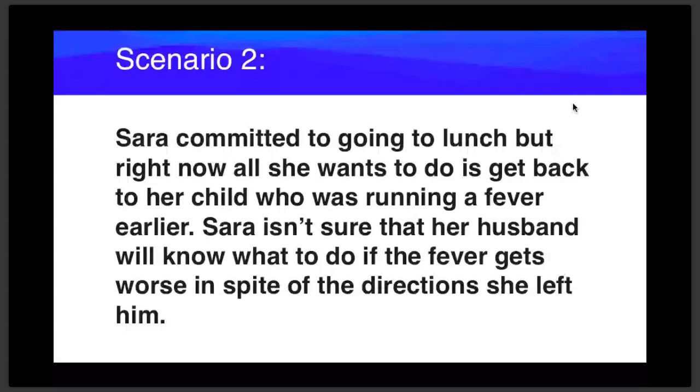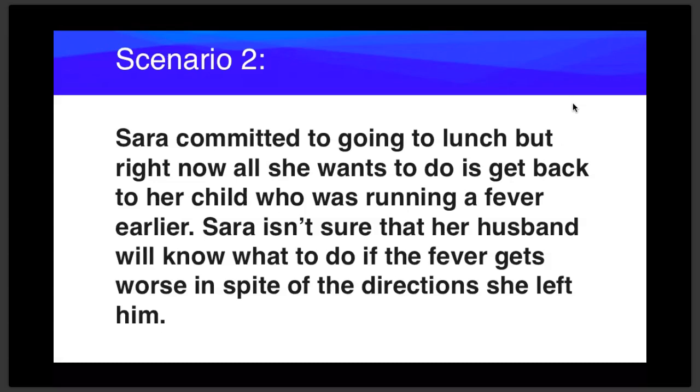Scenario 2, we have Sarah, who's committed to going to lunch, but right now all she wants to do is get back to her child, who was running a fever earlier. Sarah isn't sure that her husband, who's taking care of the child, will know what to do if the fever gets worse, in spite of the directions she left for him.